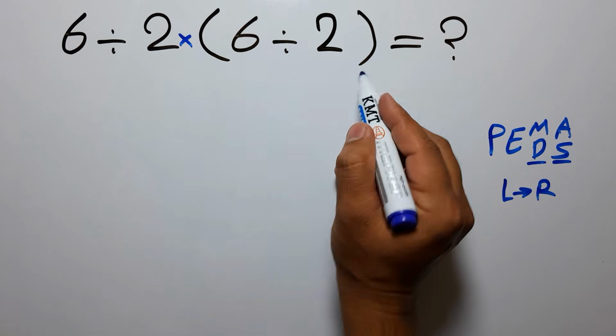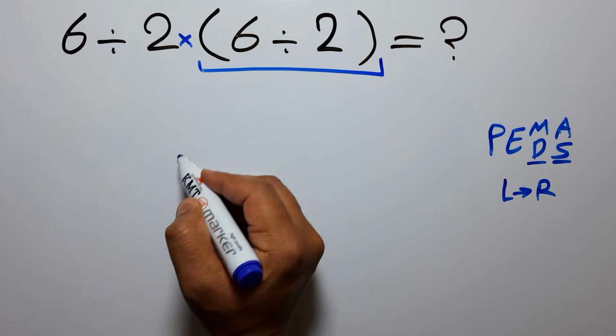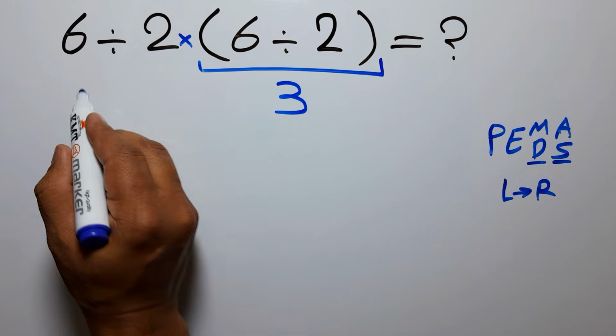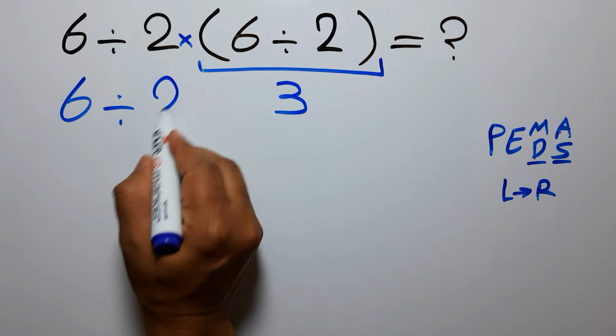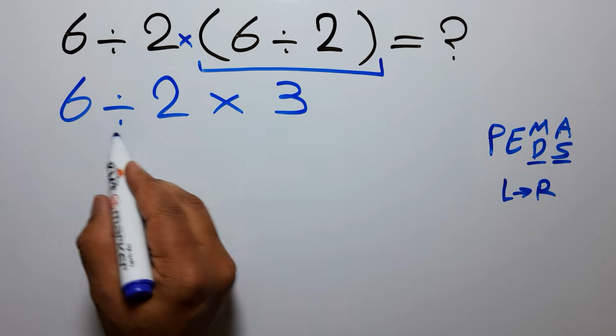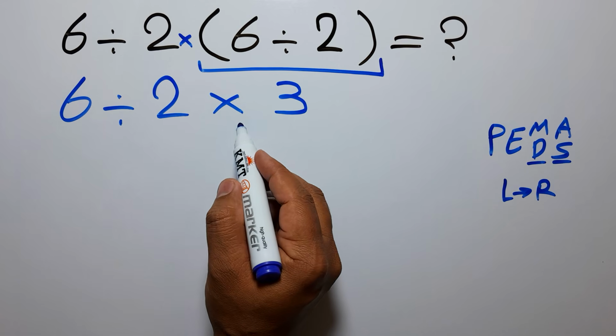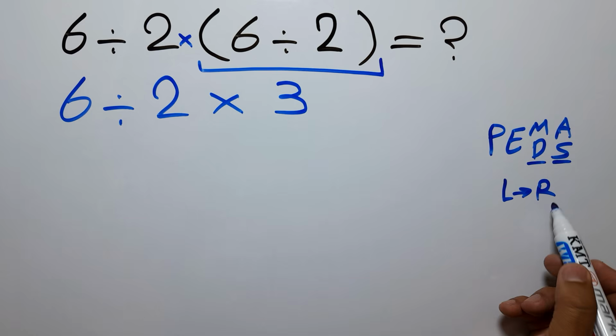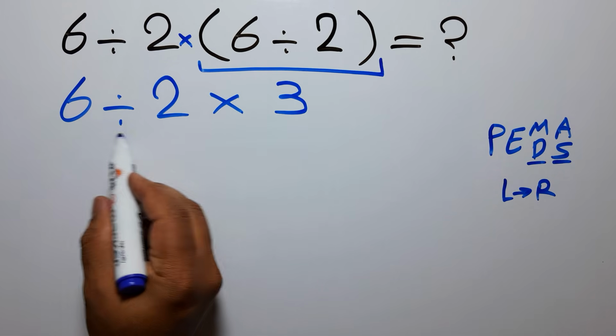So first we have to do this parentheses. Inside this parentheses we have 6 divided by 2, which equals 3. So we have 6 divided by 2, then times 3. Now in this expression we have one division and one multiplication. As I said, multiplication and division have equal priority and we have to work from left to right. So here first we have to do this division.